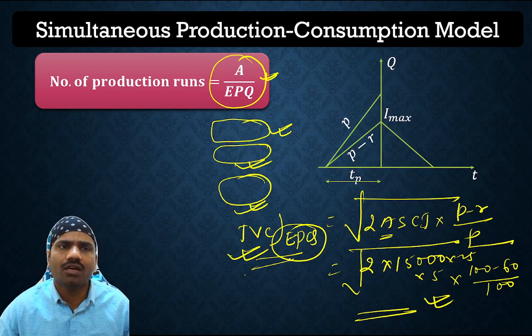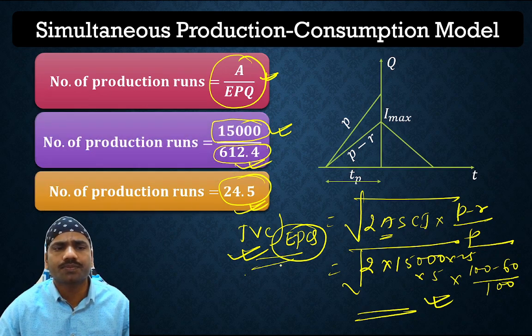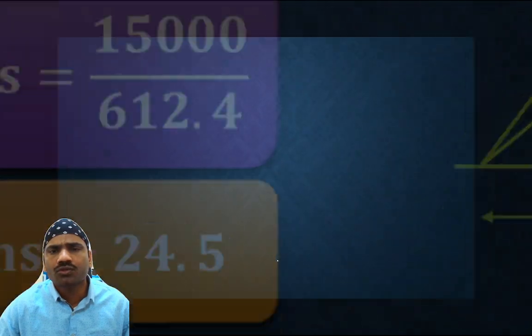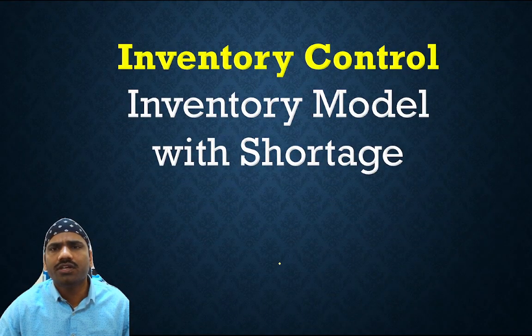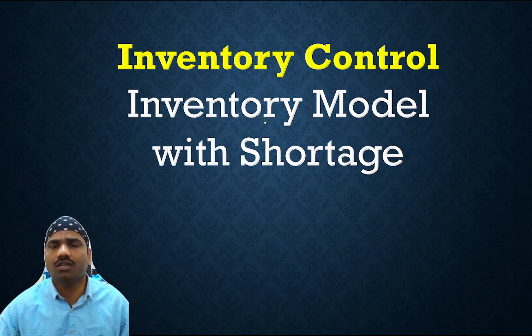So with this, we have completed a few things about the production and consumption model. Next we will talk about inventory control, and in this case we will discuss another model, and that model is the inventory model with shortage.